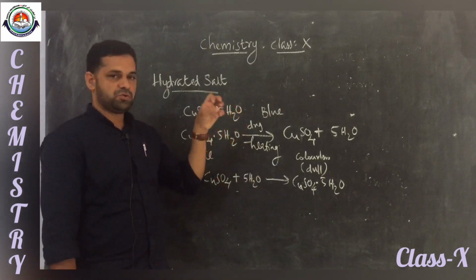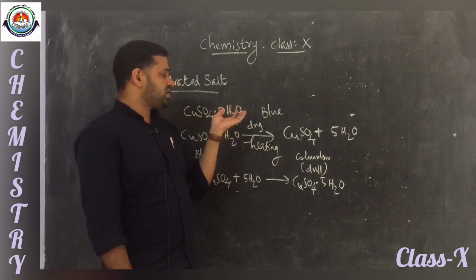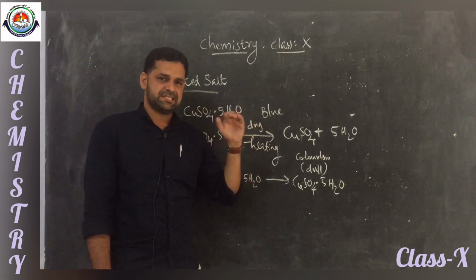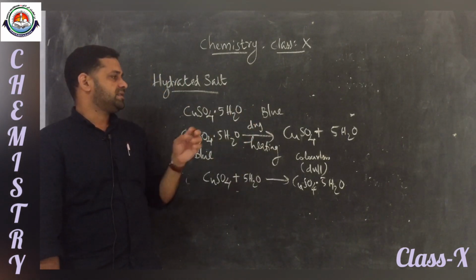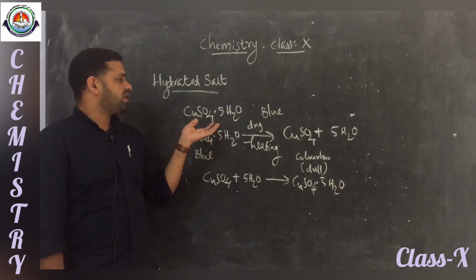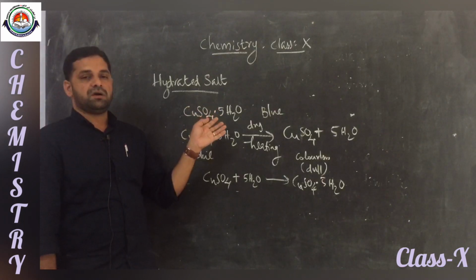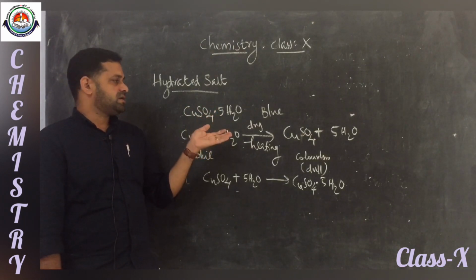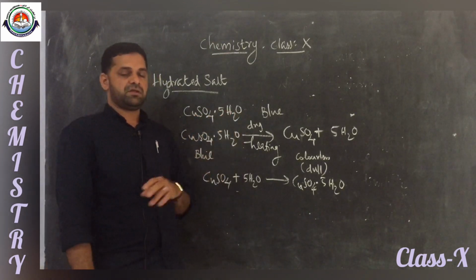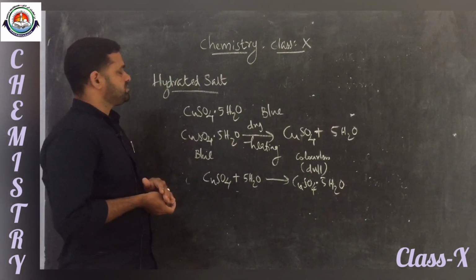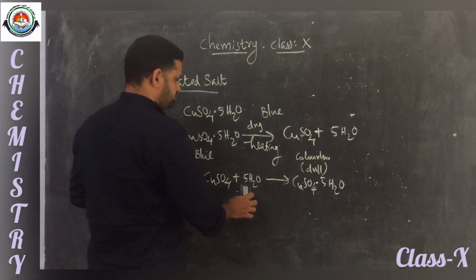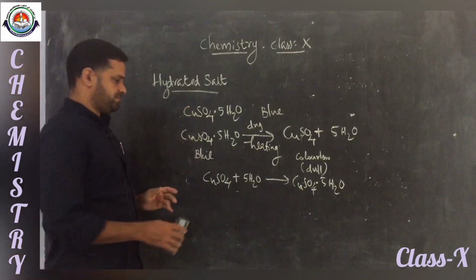So hydrated salts are those salts in which there is a fixed amount of water molecules in their crystalline structure, and that imparts color to those crystals. These water molecules are otherwise known as water molecules of crystallization, and these water molecules cannot wet the salt. So that is about hydrated salt. I hope you understood what is hydrated salt.